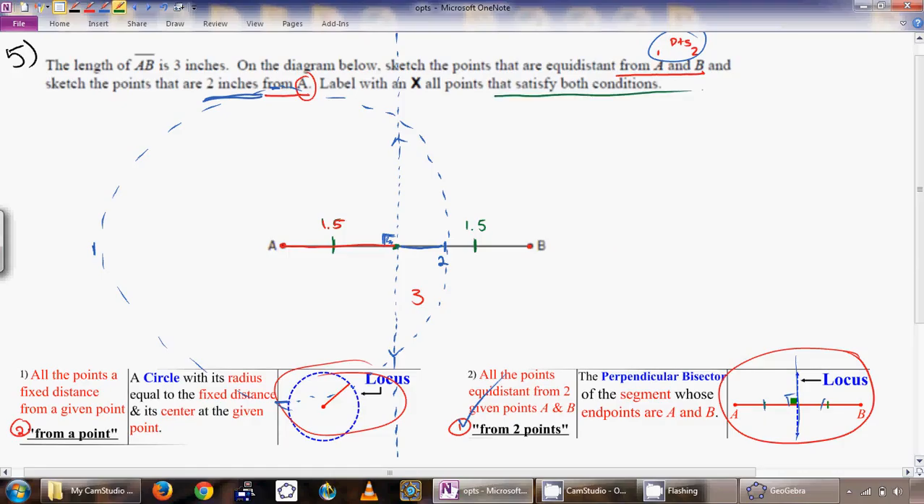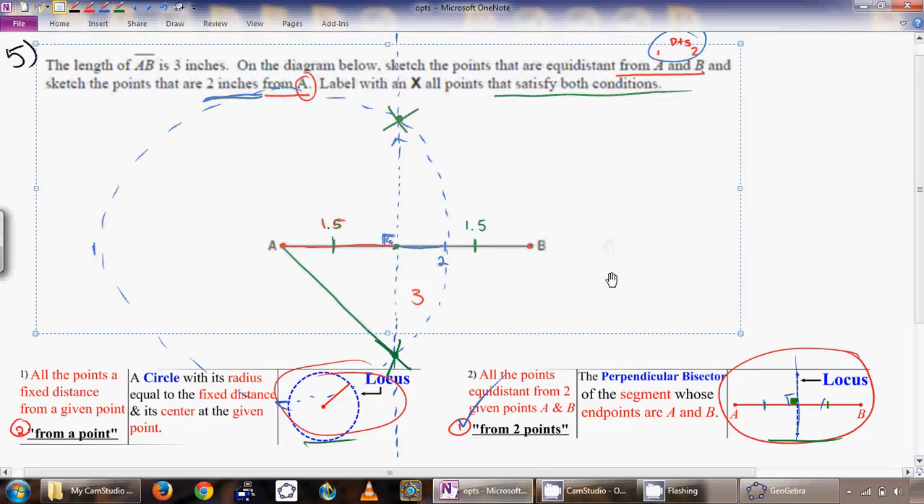So we're looking for where our loci intersect, where the circle crosses the perpendicular bisector. So we've got a point of intersection here and a point of intersection down here. And these are the points, I should say, that are 2 units, right? Because this is the radius of a circle. I said from here to here is 2. So from A to this point is 2.